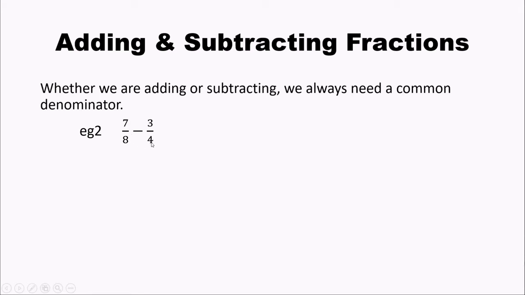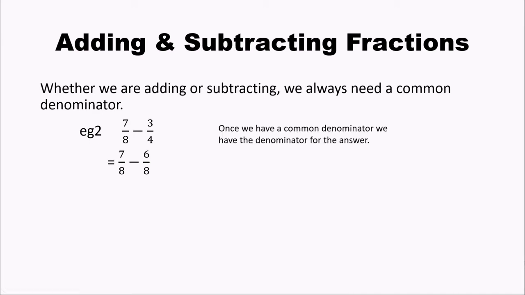I'll just multiply the 4 by 2 to get 8. And if I'm multiplying the denominator by 2, I must multiply the numerator by 2 as well. So that's going to be 7/8 minus 6/8, because 3 times 2 is 6, 4 times 2 is 8. Now that we have a common denominator, that's the denominator we're going to use for our answer. Let's just add, or in this case, subtract our numerators. The denominator stays the same.